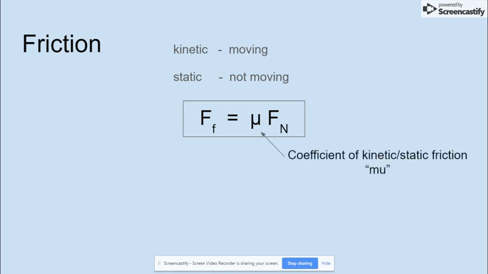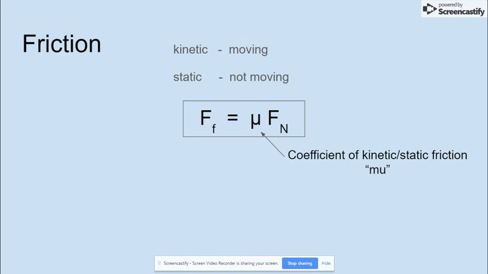So that mu, that U with the tail in front, that's our coefficient of kinetic and static friction. It's a Greek letter. You would call it mu. So sometimes you might call it mu k or mu s, depending on if it's the coefficient of kinetic friction or the coefficient of static friction, or you could just call it by that whole name, coefficient of kinetic friction. Some really good things to be aware of with that mu.